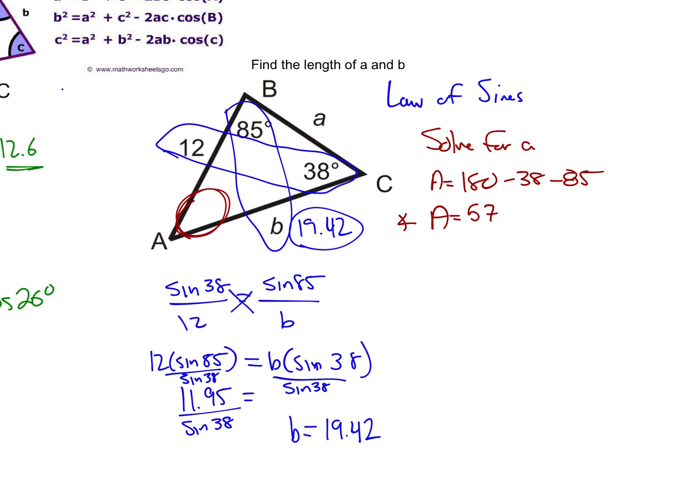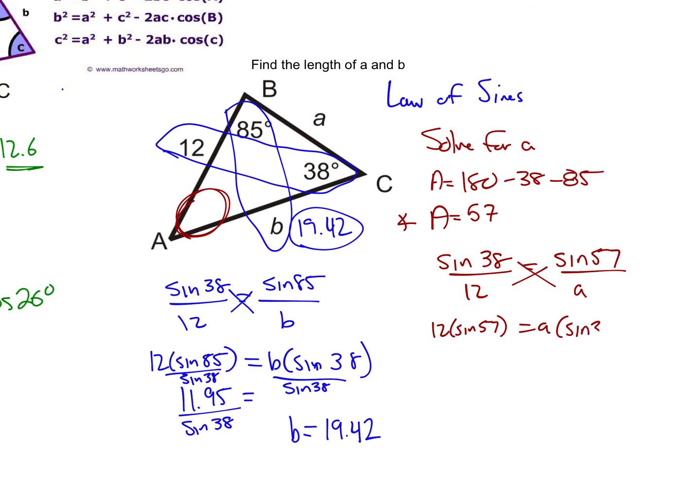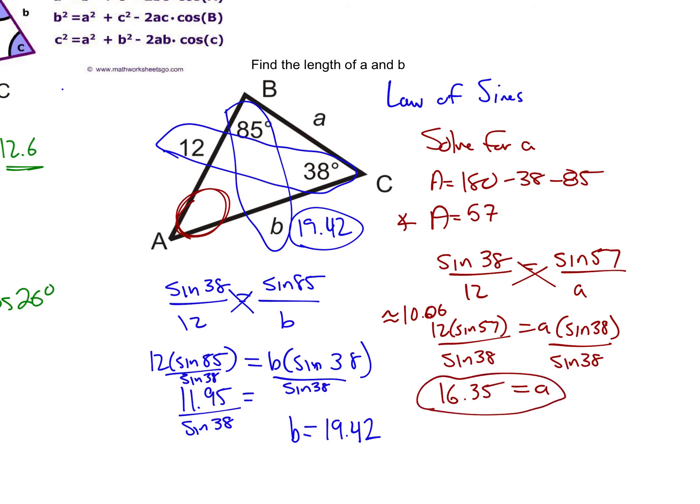Okay, so now I'm going to use this again. So I'll go sine of 38 over 12, that one I know, and the other one I'm doing is sine of 57 over A. So now, boom, boom. 12 times the sine of 57 equals A times the sine of 38. So a little division by sine of 38. I'm going to take 12 times sine of 57, hit enter. That's approximately 10.06. Then if I divide that by sine of 38, that's going to be 16.35. There's my answer right there.